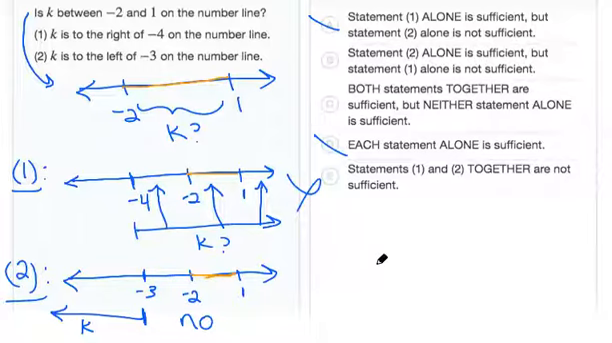So in that case, we can definitively answer the question. This statement alone is sufficient. And if we look at our answer choices, that would be answer choice B. Statement 2 alone is sufficient, but statement 1 alone is not sufficient. And we can eliminate answer choices C and E.